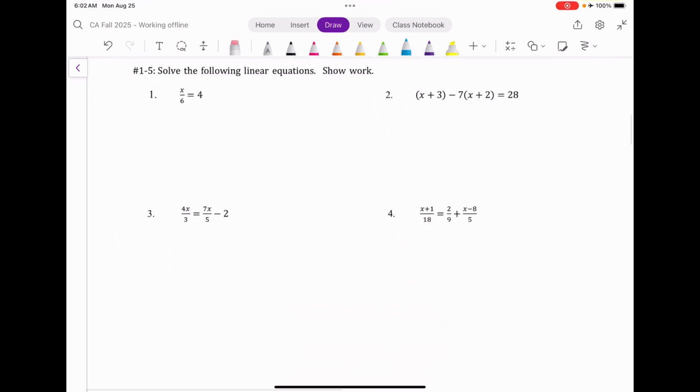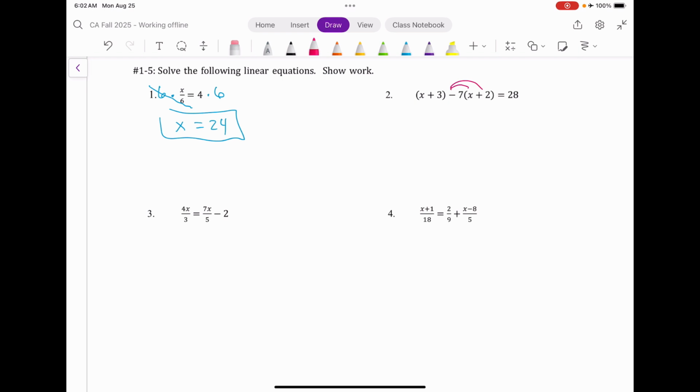If we look at number 1, we've got x over 6 equals 4. So the opposite of division is multiplication, so we must do that to both sides to solve for x. The 6 is canceled on the left, so x equals 24.